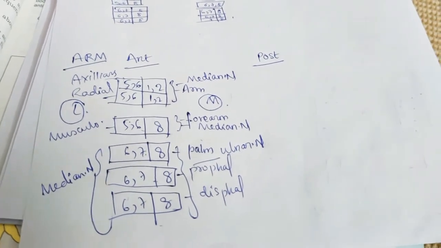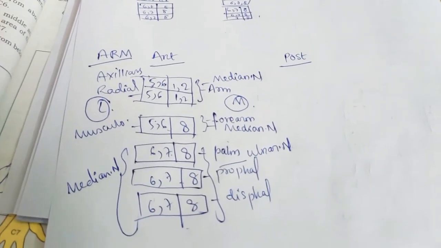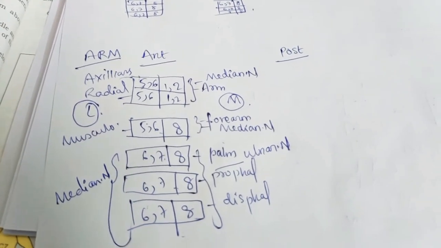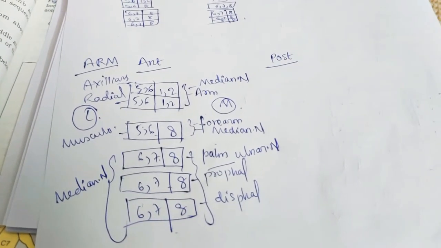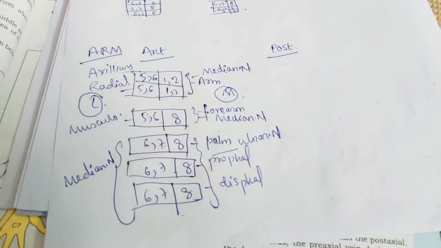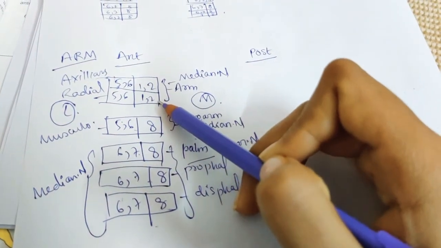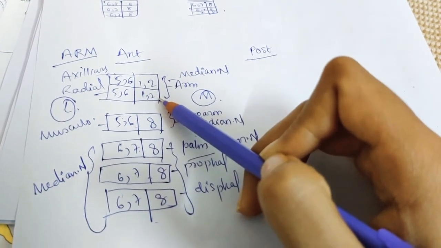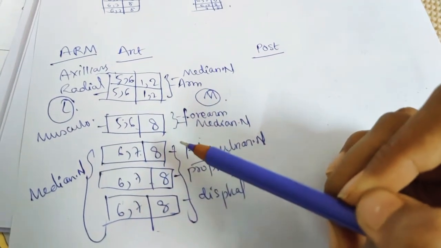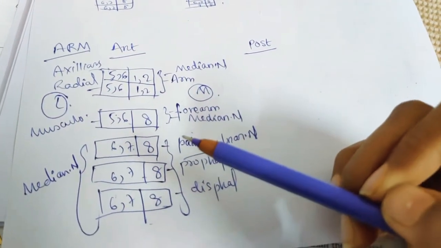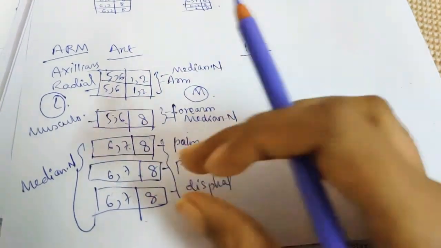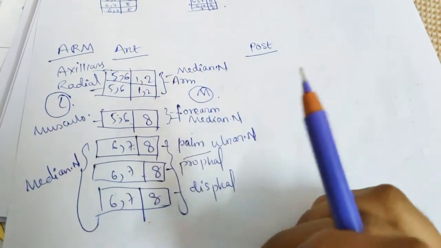So why are we making this box? Actually to understand the root values. If you remember this box, you can easily remember root values. For example, if someone asks what is the root value of the arm medial side, we will see very easily: 1 and 2, right? What is the root value of the arm on the lateral side? 5 and 6, right? And if someone asks what is the root value of the forearm medial side? 8. So it's very easy. If you draw this box, it will be easy.